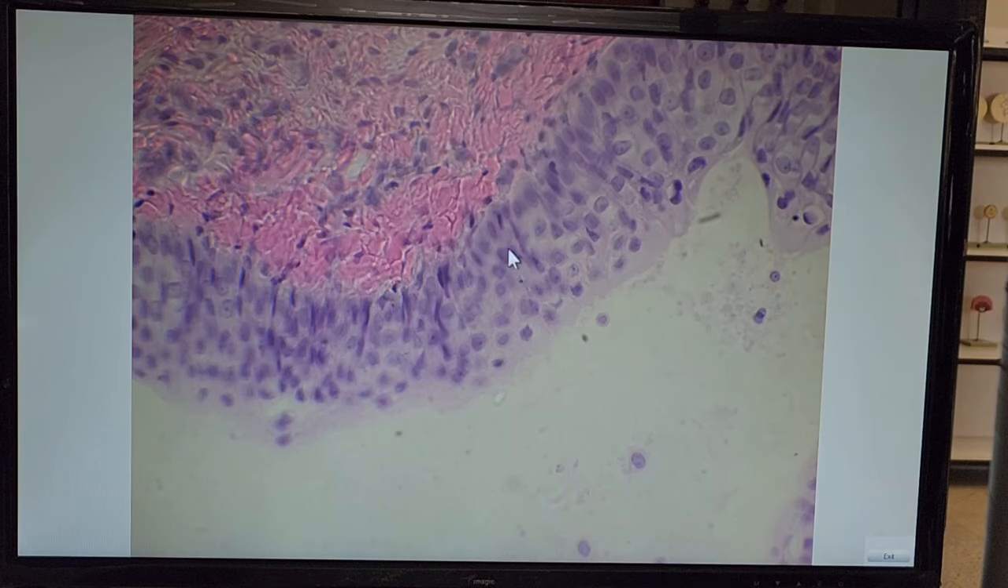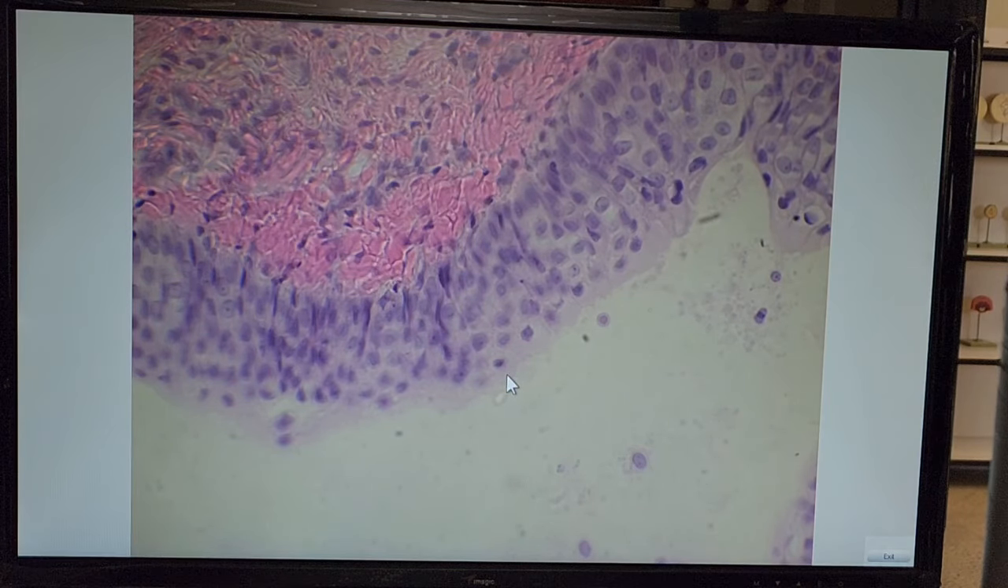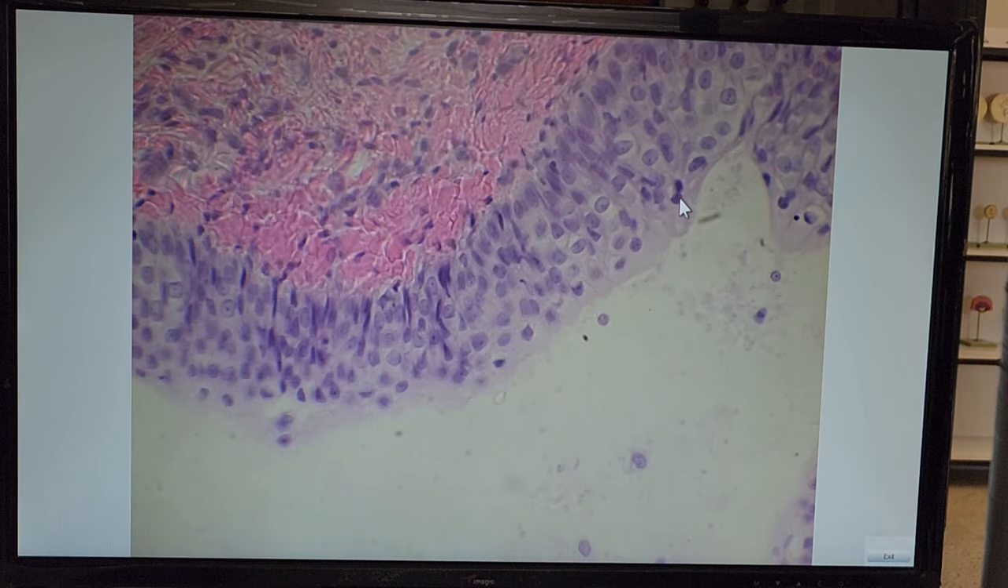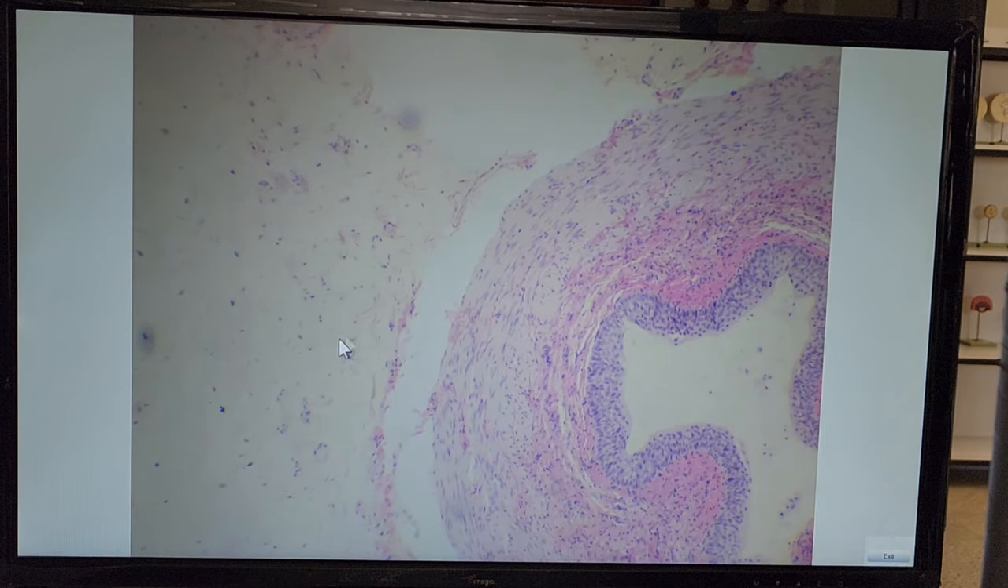Basal layer, intermediate region consisting of two to several layers of cuboidal or columnar cells. The superficial layer consists of umbrella or dome cells. This is an umbrella or dome cell, sometimes binucleated, containing two nuclei. This is a transitional epithelium or stratified urothelium. This is the lamina propria. Muscularis layer and adventitia.